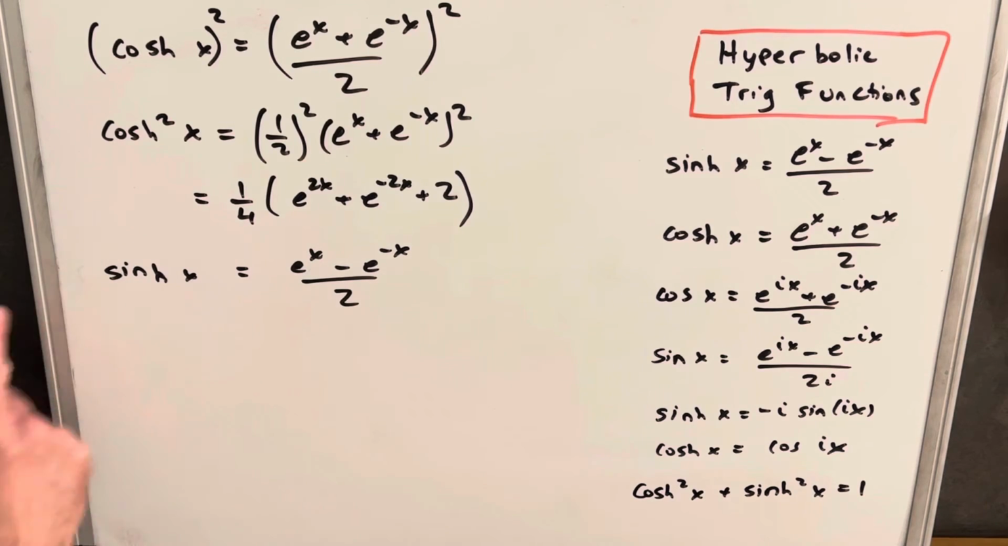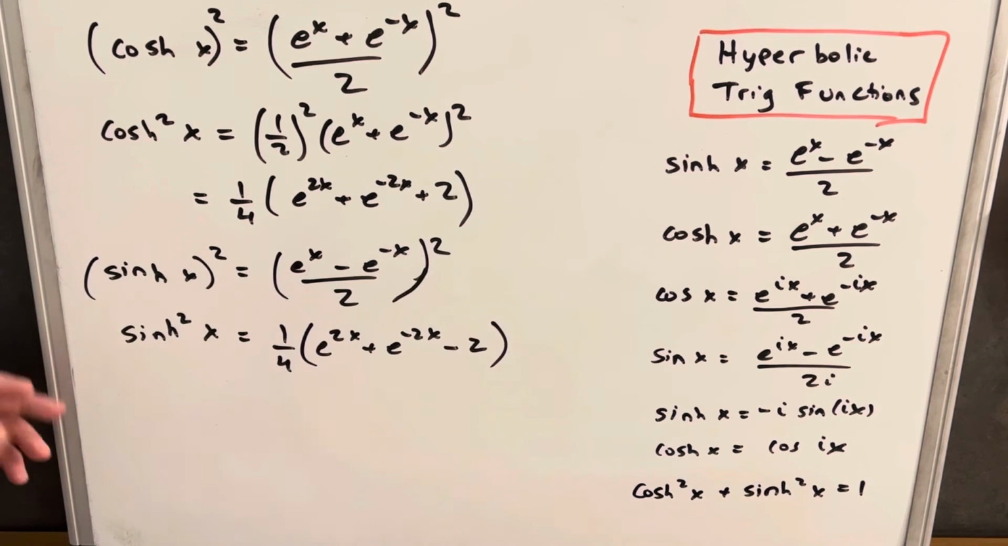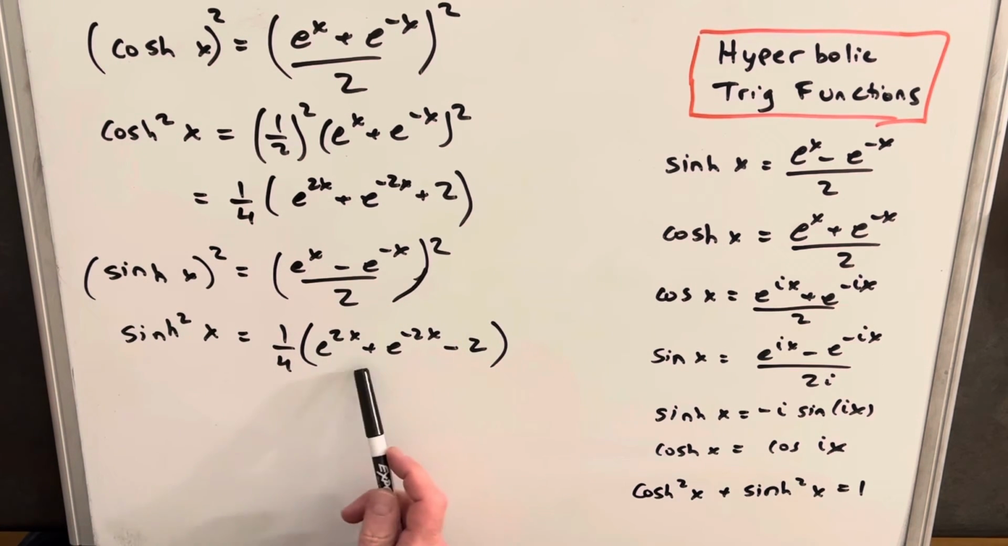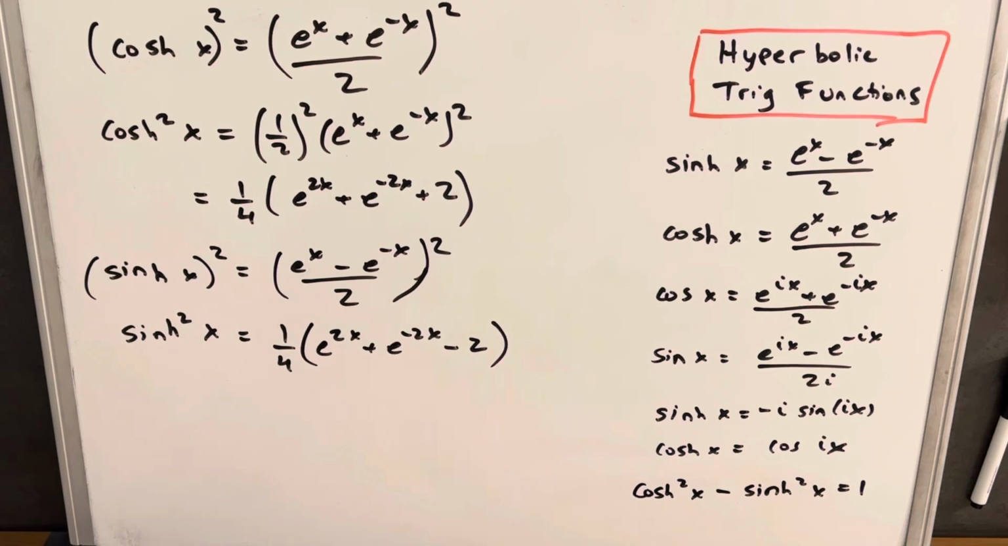Next, I'm going to take my definition of sinh x right here that we got, and we'll do the exact same thing. We're just going to square both sides. Squaring that, you notice we get almost the same thing, but we just have a minus 2 here instead of a plus 2. Sorry, I don't know how long I had this here, but when I copied this down, I had a plus sign there, so I changed that to a minus.